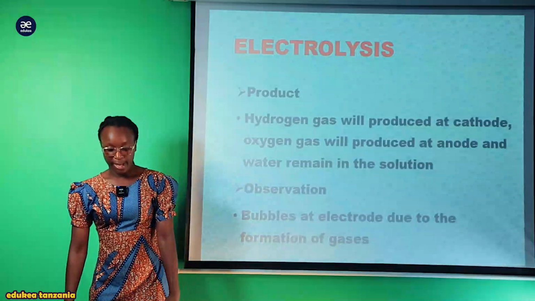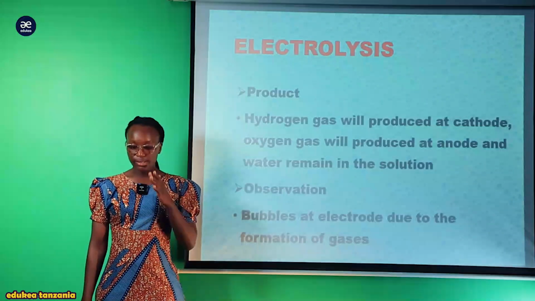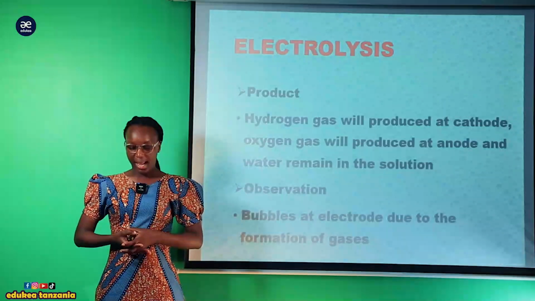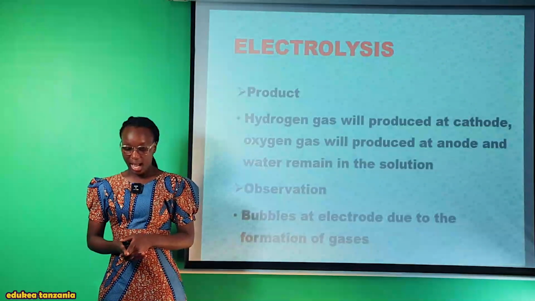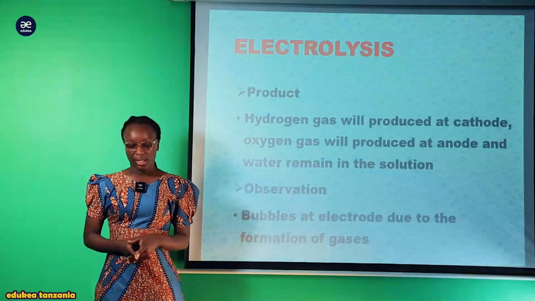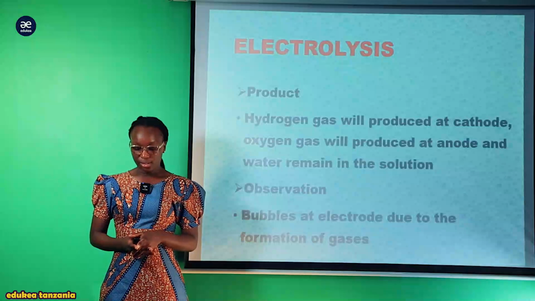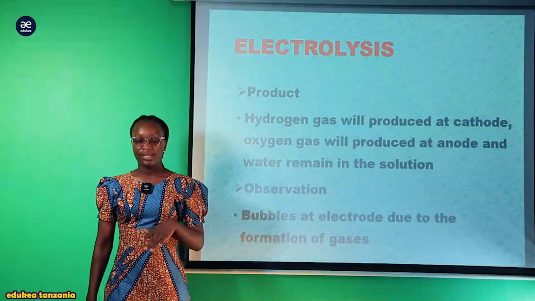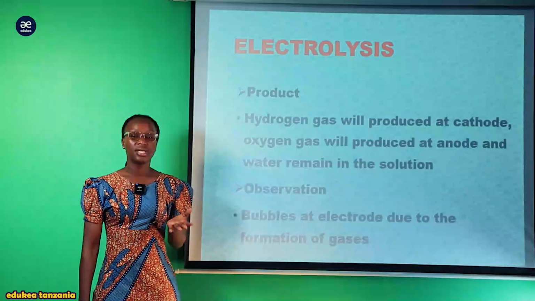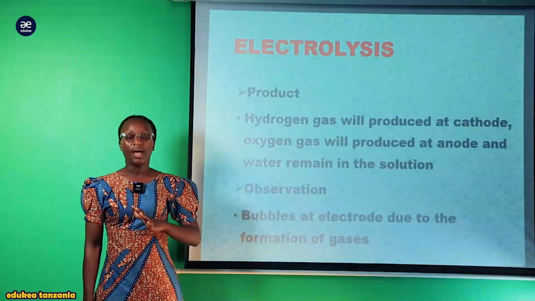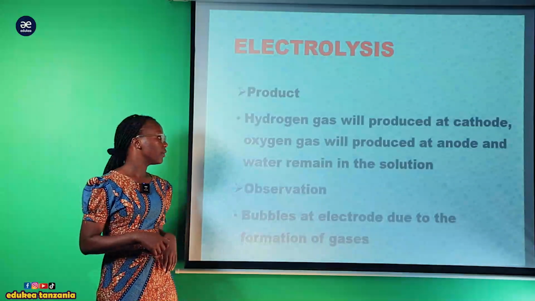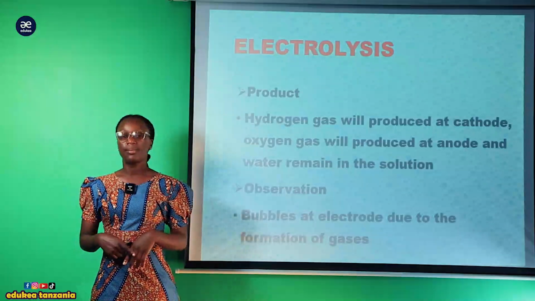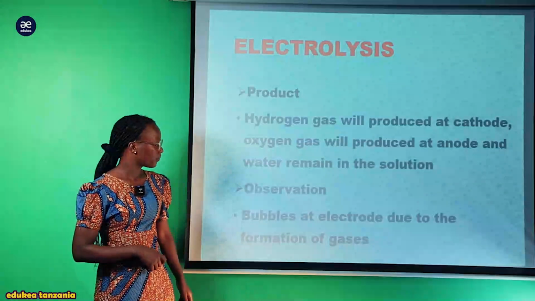Now what are the products? Hydrogen gas will be produced at the cathode, oxygen gas will be produced at the anode, while water remains in the solution. Kwamba hapa the hydrogen inakuwa produced at the cathode, lakini oxygen inakuwa produced at the anode, lakini at the same time water yenyewe inaendelea ku remain in the solution, maji yanaendelea ku remain katika solution.